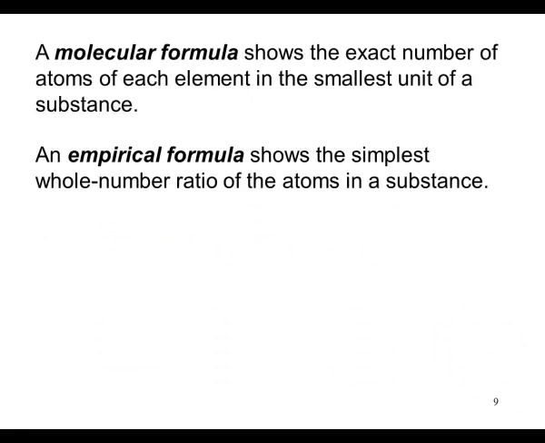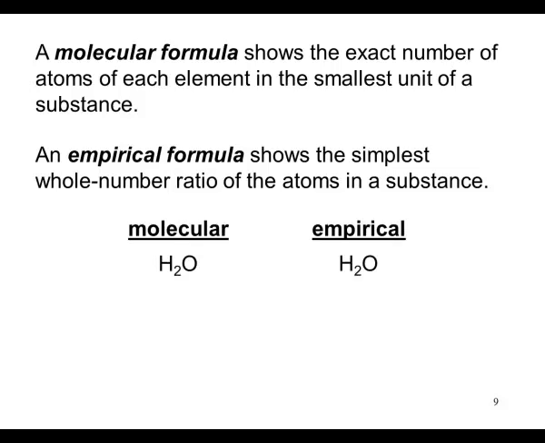A molecular formula shows the exact number of atoms of each element in the smallest unit of a substance. An empirical formula shows the simplest whole number ratio of the atoms in the substance. For water, the molecular formula and the empirical formula are the same. Here's glucose. Notice that the empirical formula has to be multiplied by 6 to get to the molecular formula. For ozone, the empirical formula is O. We have to multiply that by a 3. For hydrazine, we have to take the NH2 and multiply it by 2.